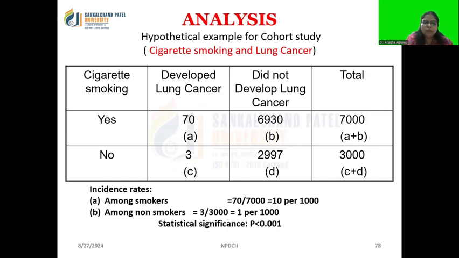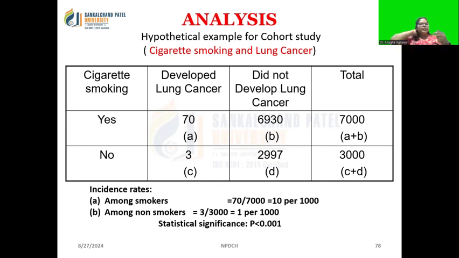The same here also. The first group is the people who have the cigarette smoking habit, some of whom developed the disease and some did not, whereas the second group is the participants who do not have the cigarette smoking habit, and still some of them have developed lung cancer and some of them did not.